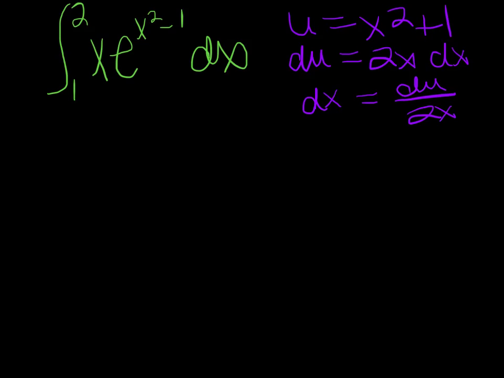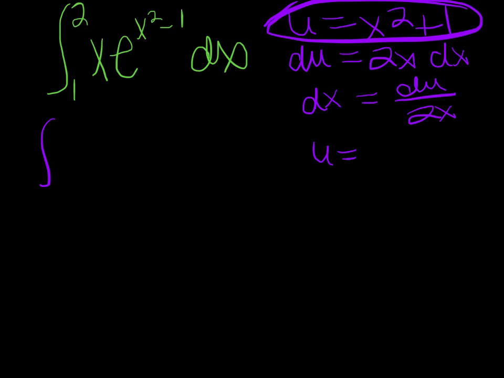Now, one thing you need to remember when you're integrating a function in terms of u is you need to turn your bounds in terms of u. So instead of using bounds of 1 to 2, we're going to plug our 1 and 2 back into this u equation. So we're going to let u equal our lower bound 1 squared plus 1, so that's 2. So our new lower bound is 2. And our upper bound, we're going to do the same thing. We're going to let x equal 2. So 2 squared plus 1 is 5.